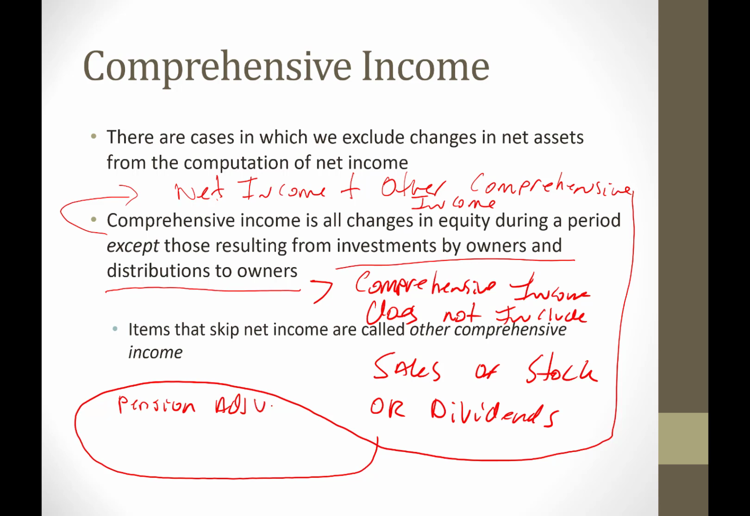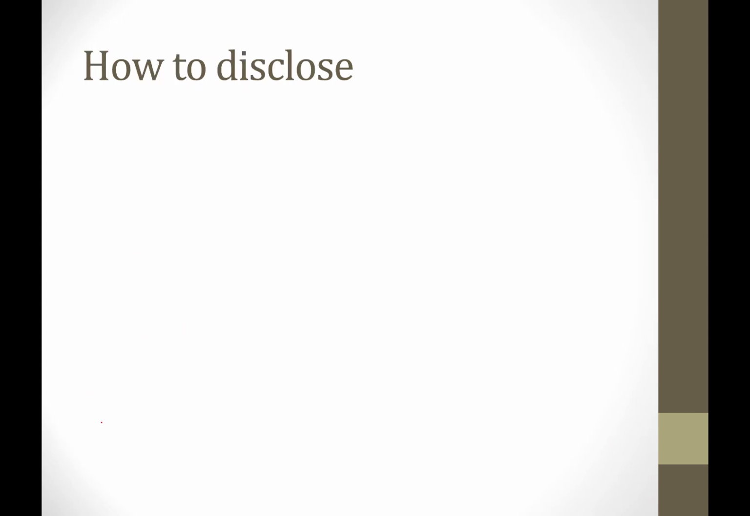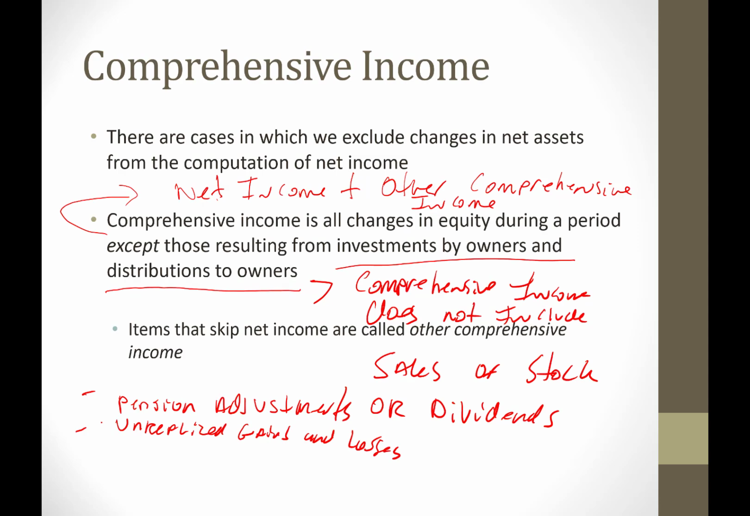Pension adjustments. Unrealized gains and losses. Gains and losses on, what's AFS? Available for sale securities. If we have an available for sale security, there's been a gain or loss. We mark that onto the balance sheet as debiting or crediting the security for the gain or loss, and the resulting debit or credit is going to go to my other comprehensive income as part of my OCI.